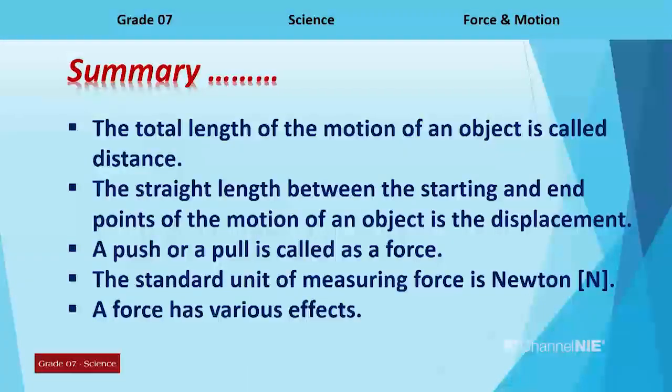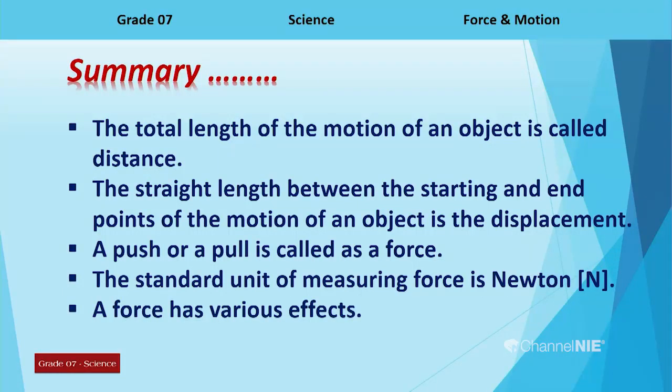The total length of the motion of an object is called distance. Once again, I would like to recall what we have learned about distance. We learned that distance is the length of the path of the motion of an object, measured in meters.